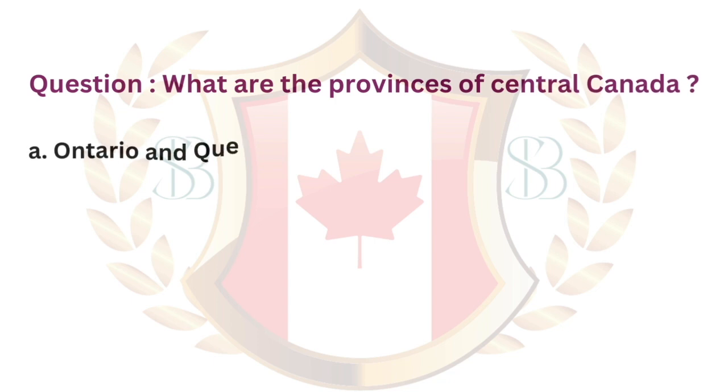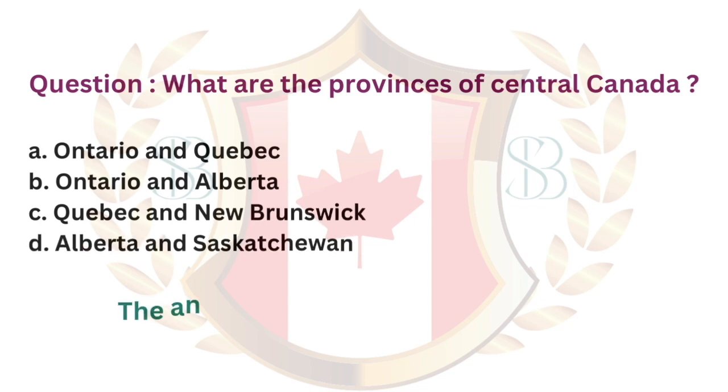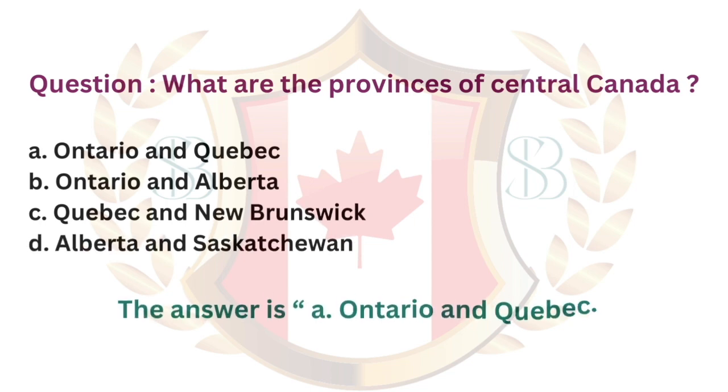Question. What are the provinces of Central Canada? A. Ontario and Quebec. B. Ontario and Alberta. C. Quebec and New Brunswick. D. Alberta and Saskatchewan. The answer is A, Ontario and Quebec.